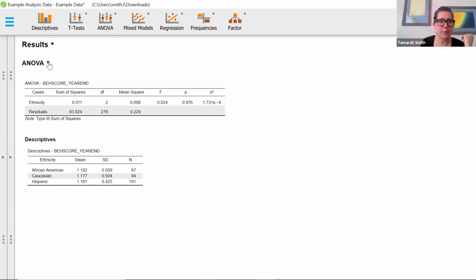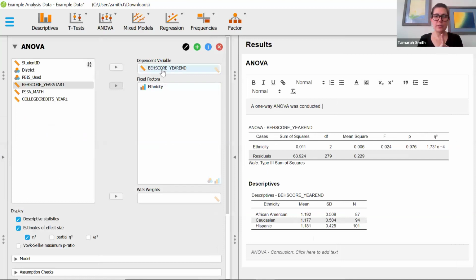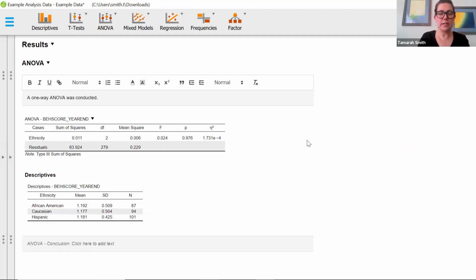So how would we write this up? Okay, let's have a look. First thing you want to say is, what did you do and why did you do it? Okay, a one-way ANOVA was conducted. Why is it a one-way? Because there's one independent variable, ethnicity, right? One independent variable. Let me just flash back quickly. Here's our dependent score, and here our independent variable box, 1. So it's a one-way ANOVA. One-way ANOVA was conducted. Why? To compare the average end-of-year behavioral score between the 3 ethnicity groups.